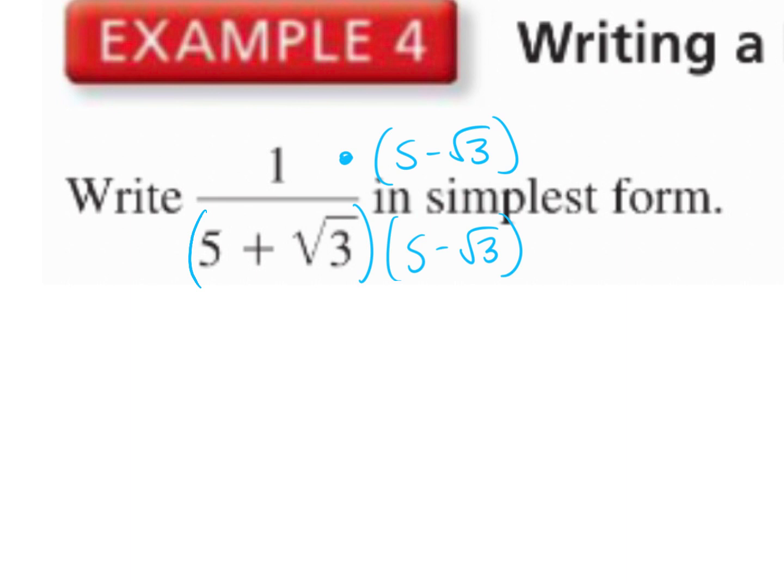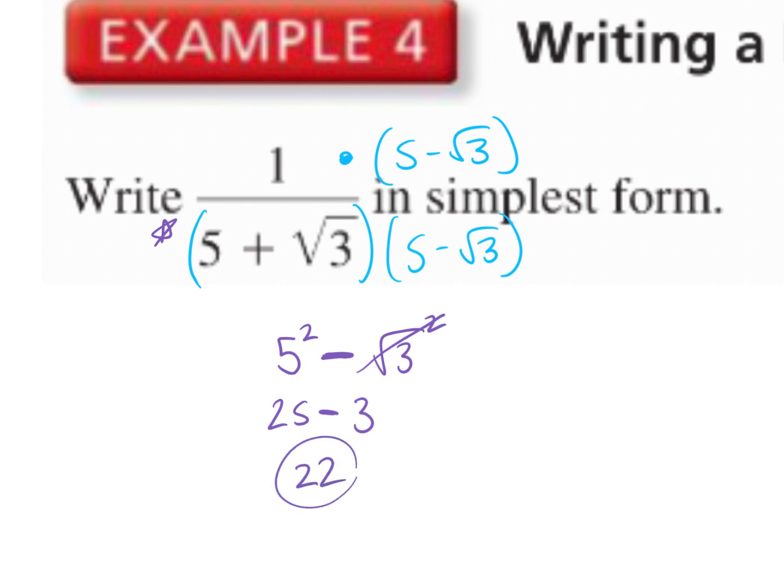Now let's multiply out the bottom. So you can FOIL or you can do the shortcut. The shortcut is the first term squared, always minus the second number squared. So it's 5 squared minus square root 3 squared. Always minus in the middle. So what's 5 squared? 25. Minus, what is the square root of 3 squared? 3. The square root and the squared cancel, so it would just be 3. And 25 minus 3? 22. So that would be our denominator.